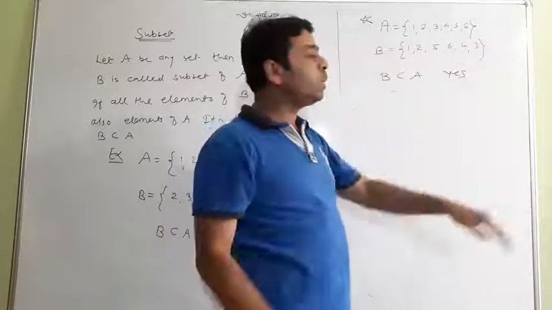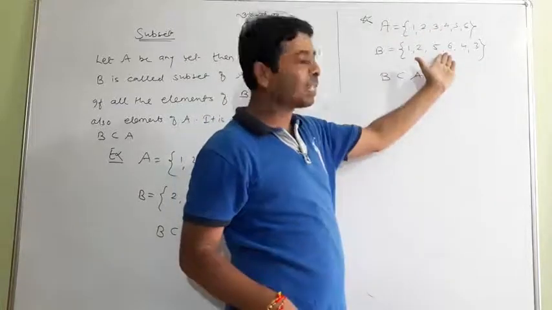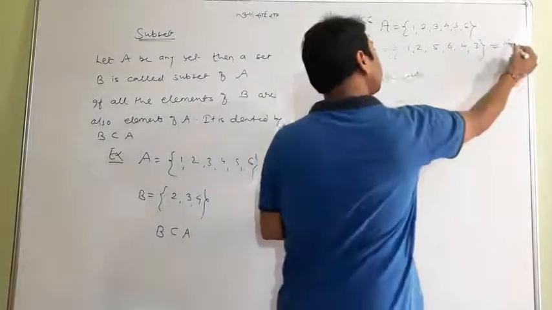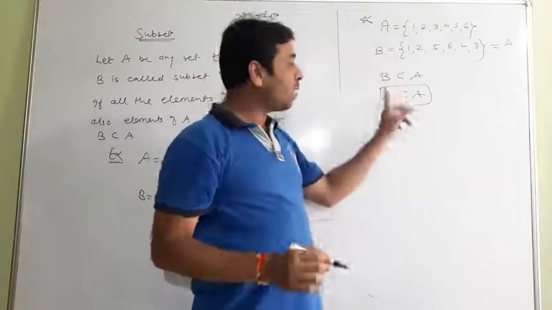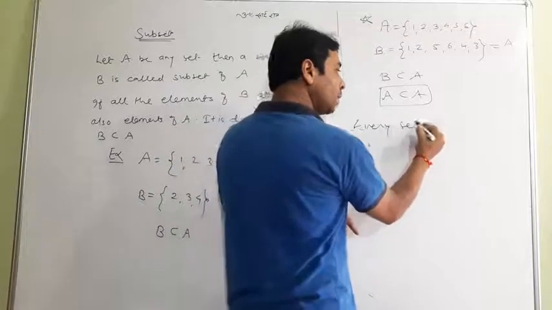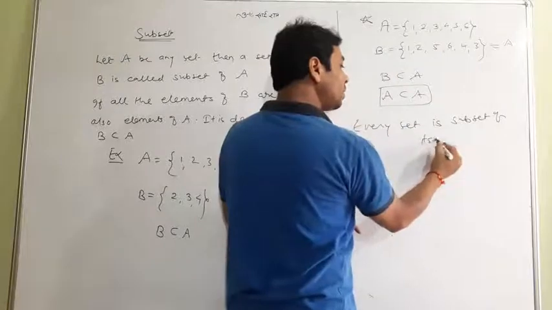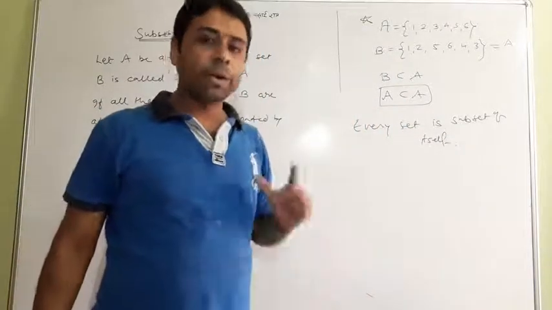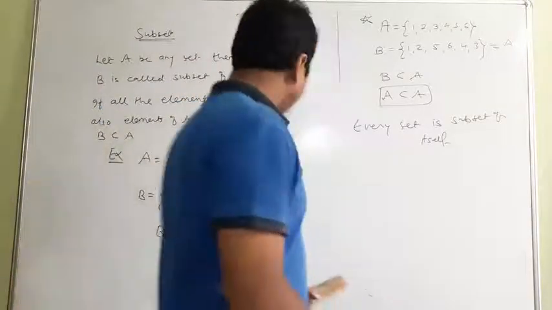But ultimately you will see that B is none other than A, because all elements are the same. So B is actually A. So you will write A subset A. What do you conclude? That every set is a subset of itself. Every set is a subset of itself. I have told a very important sentence. Every set is a subset of itself. Very important thing.